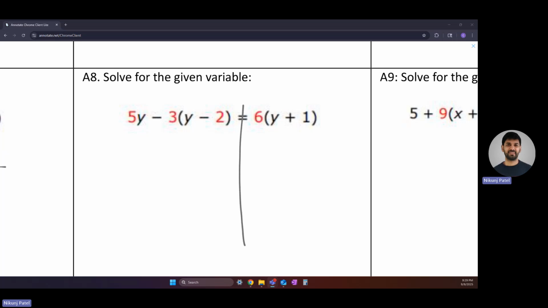We have parentheses on either side. Let's multiply there and let's multiply here. Distribute. 5y is just alone on the outside. We'll leave it there. This turns into negative 3y plus 6 if we distribute this negative 3 to the inside. We end up with 6y plus 6 on the right side.